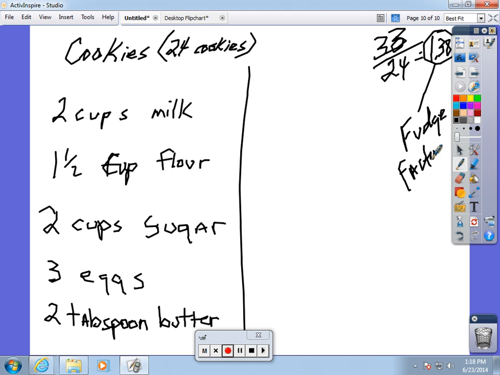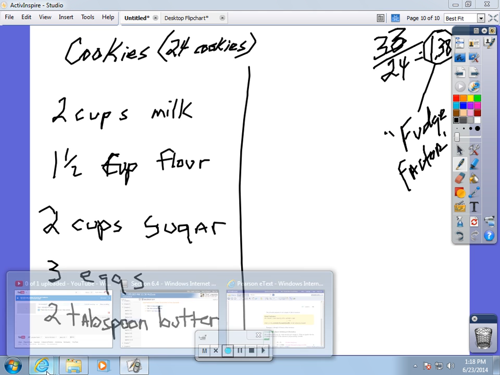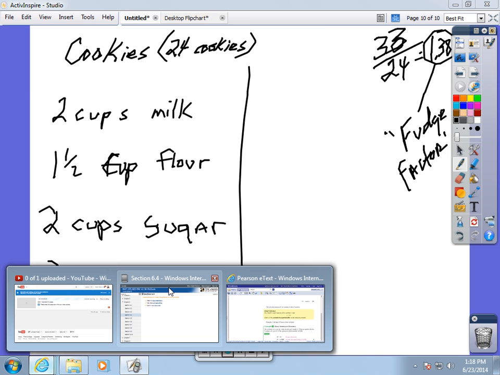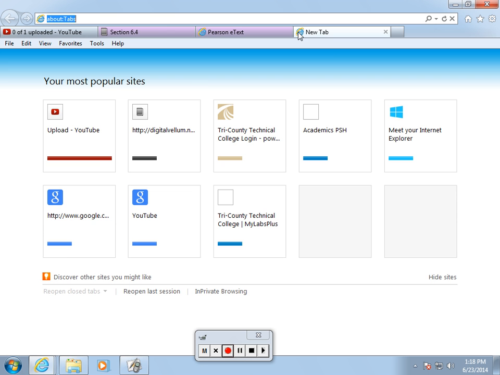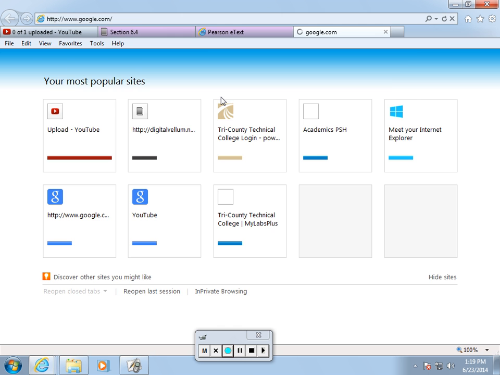Fudge factor is a science term. Yeah, right. It is. It's a science term. People use it in science. They call it a fudge factor. Google it. Go to dang old Google. No yawning in class. Google. I'll try and work on mine.